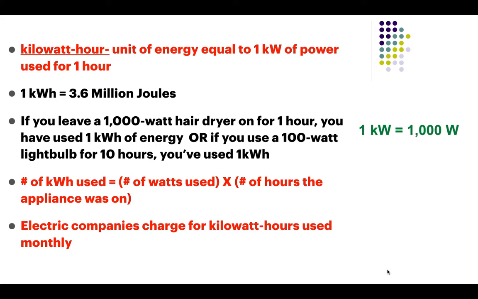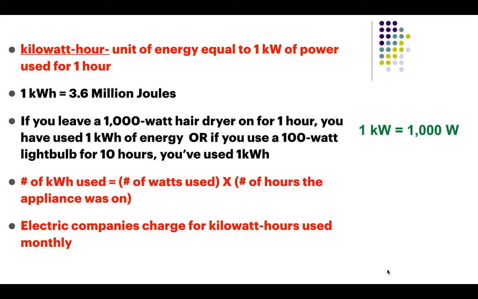Remember, a kilowatt is 1,000 watts, kilo meaning 1,000. So a kilowatt hour is a unit of energy equal to 1 kilowatt of power used for 1 hour. I'll say that again. The unit of energy equal to 1 kilowatt of power used for 1 hour. So if you use 1 kilowatt of power in 1 hour, that would be a kilowatt hour. It's actually a lot of energy. 1 kilowatt hour is equal to about 3.6 million joules. So it's a big number.